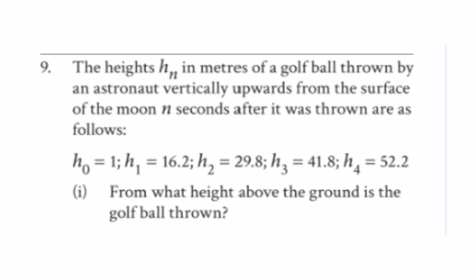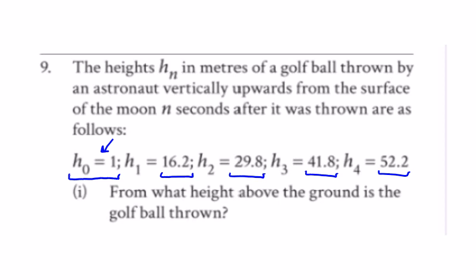Question 9, we have this sequence. H0 is equal to 1. H1 is 16.2. H2 29.8. So just decimals, the same type of question. The sequence starts, we're given term 0 here. So we have 16.2 to 29.8.